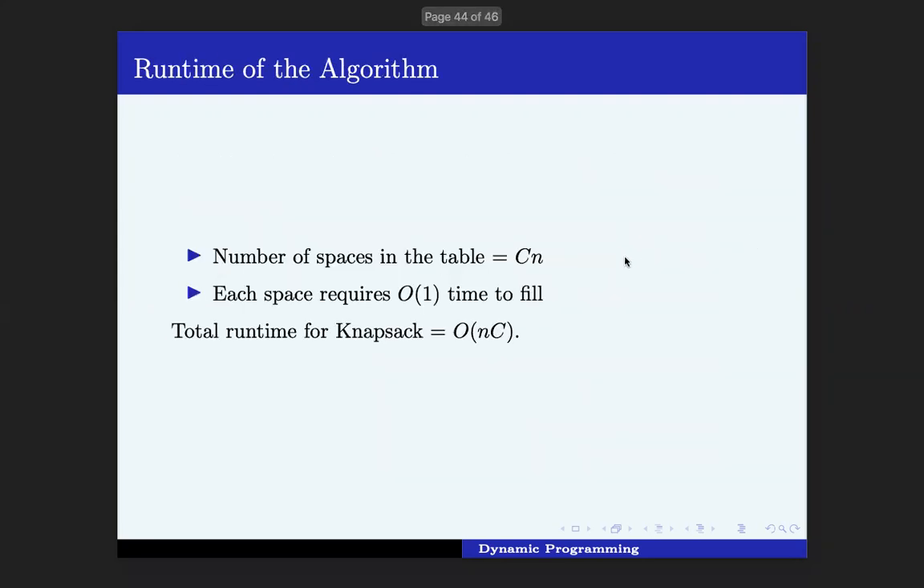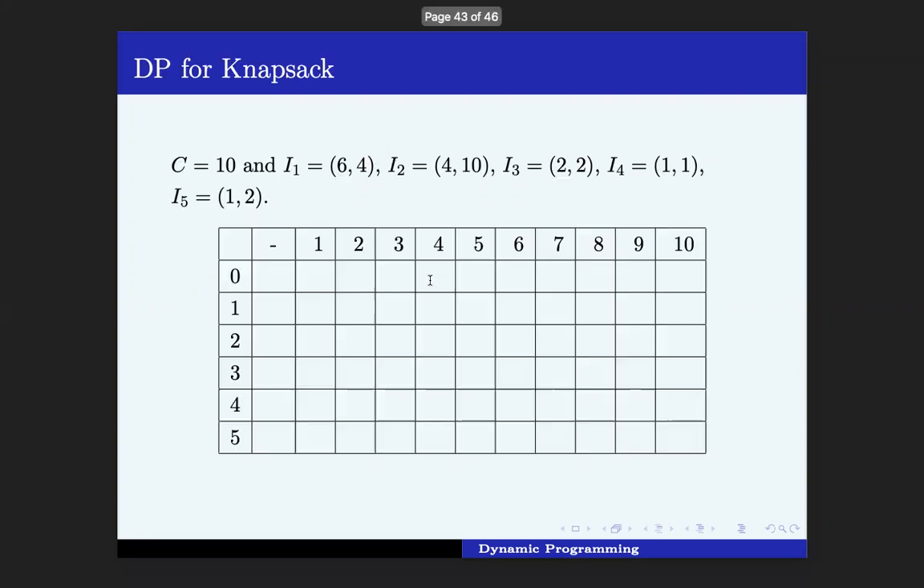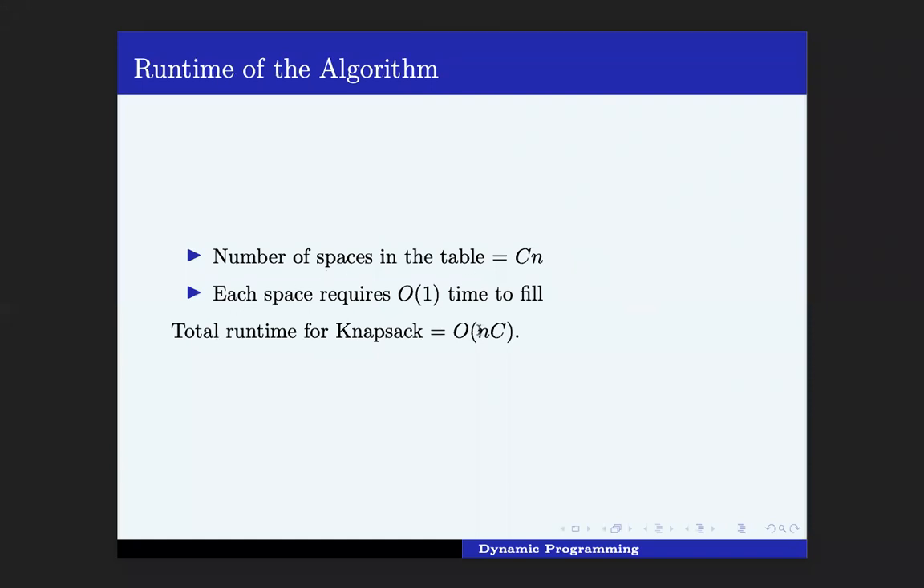So the time complexity: we filled up this whole matrix, right? How big was the matrix? This matrix was n times C. So this runtime is order n times C. Good. Now the question is, is this polynomial or exponential?